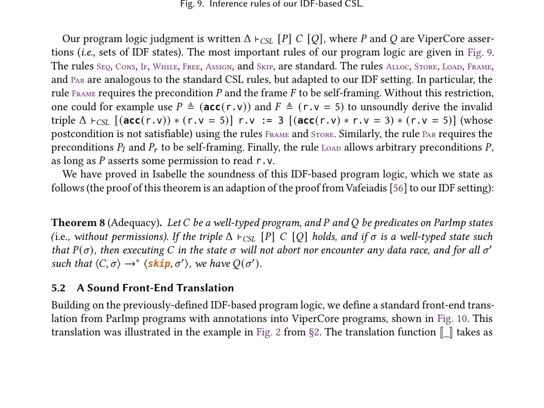par, and load. The soundness of the IDF-based program logic is proved in Isabelle, stating that if the triple Delta provable from CSL, phi, C, psi holds, and if sigma is a well-typed state such that phi holds in sigma, then executing C in the state sigma will not abort nor encounter any data race, and for all sigma' such that sigma goes to sigma', we have psi holds in sigma'.